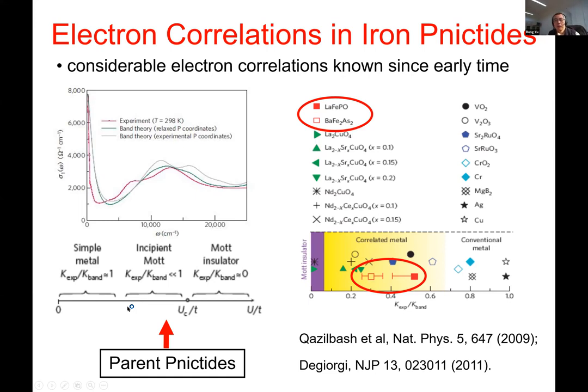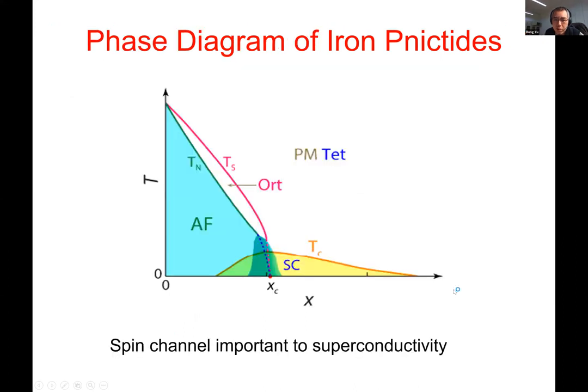And another evidence of very strong electron correlations in these iron-based superconductors can be seen from the global phase diagram of this system. The superconductivity actually appears close to an antiferromagnetic ground state, which suggests the antiferromagnetic spin exchange interactions are very important for the superconductivity in these systems.